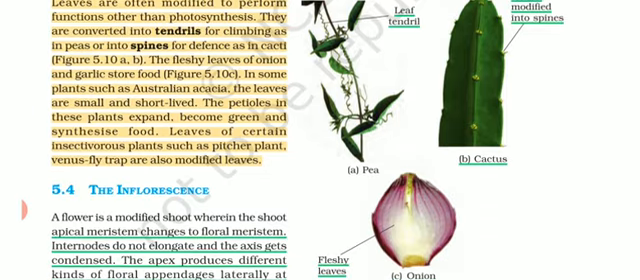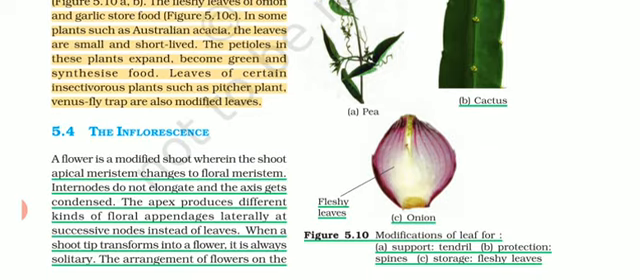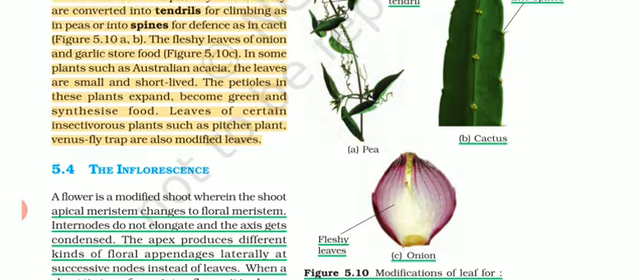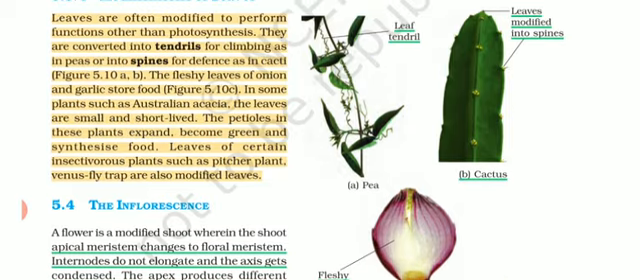Then coming to number third part. Number third diagram, you can see onion. So these are the fleshy leaves, right? So now leaves are acting as storage organs, even in the garlic. So it is storing food in them.